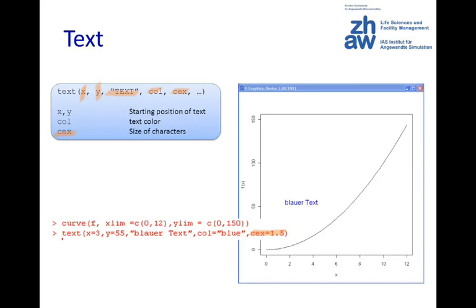So this can be useful to identify curves directly by writing on them. One could also turn text around. We will see that a little later.